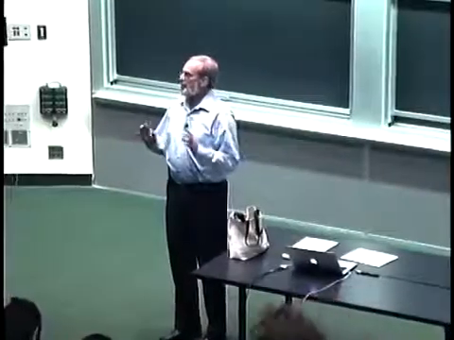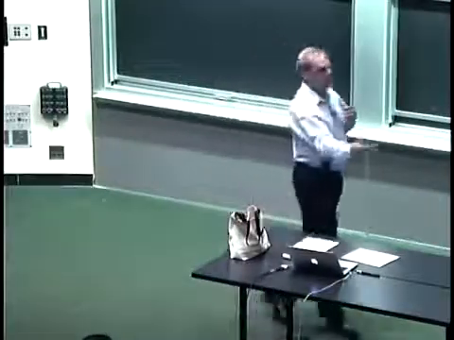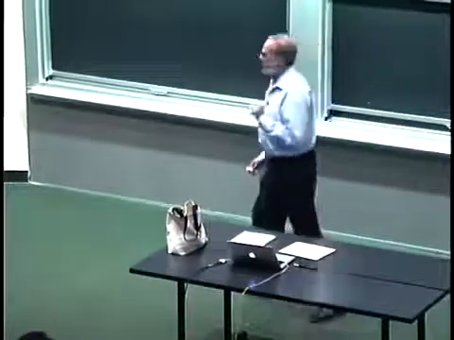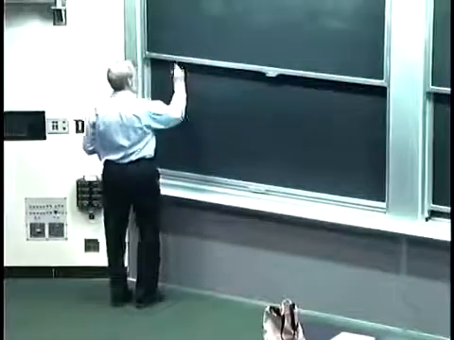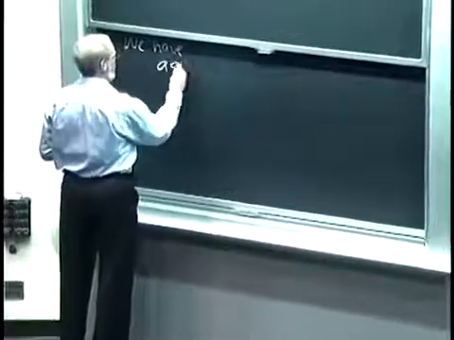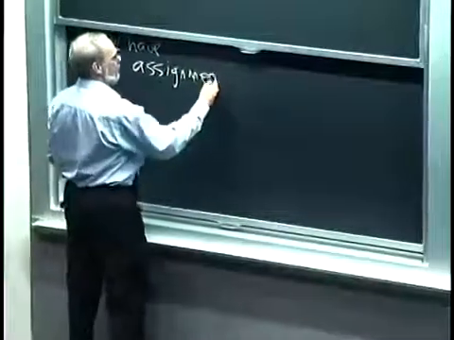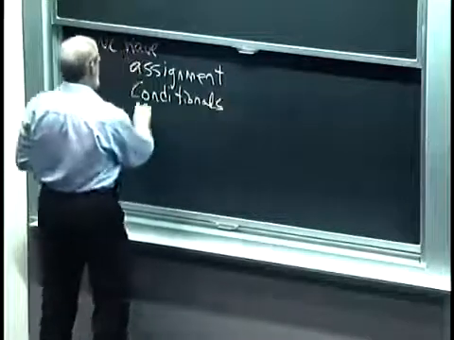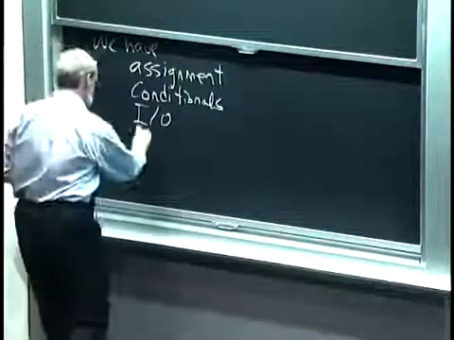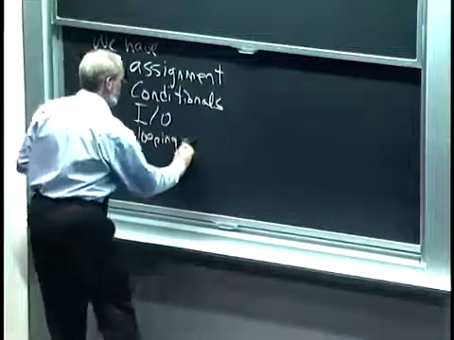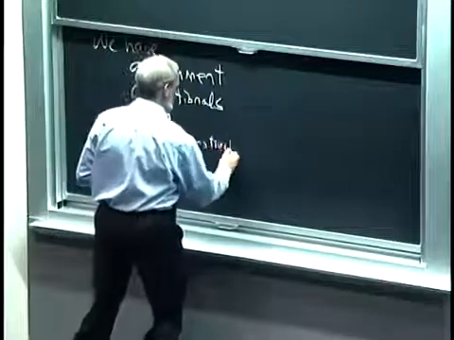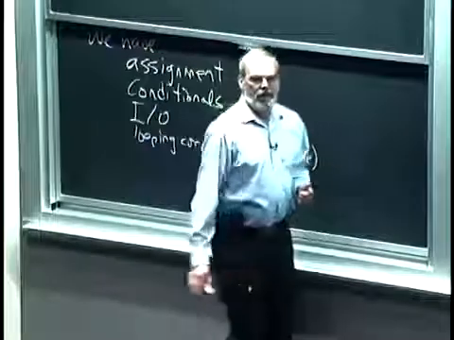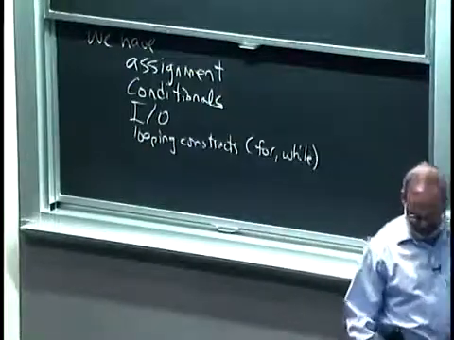As I've done in the previous lectures, let me set the stage for what we've been doing so we can use that to talk about what we're going to do today. So far, we have the following in our language. All right, we have assignment. We have conditionals. We have input, output. And we have looping constructs. These are things like for and while loops. And of course, we've got some data to go with that.